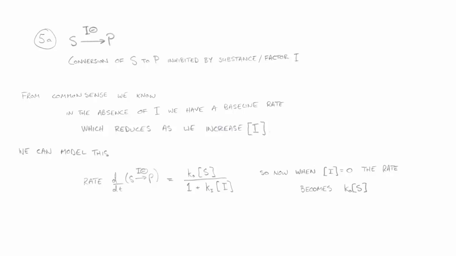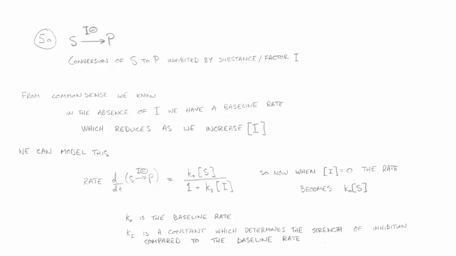where now when I is 0, when we don't have inhibitor present, that expression reduces to just K naught S. So that's saying that K naught is now a baseline rate for that reaction, and Ki is a constant that determines the strength of inhibition compared to that baseline rate. So the higher the value of Ki, the more effective your inhibitor is at slowing the reaction rate.